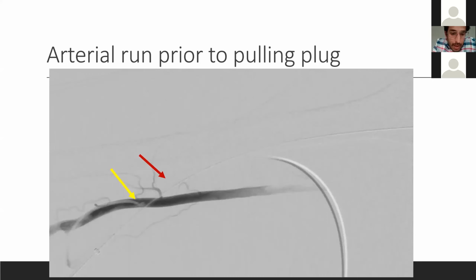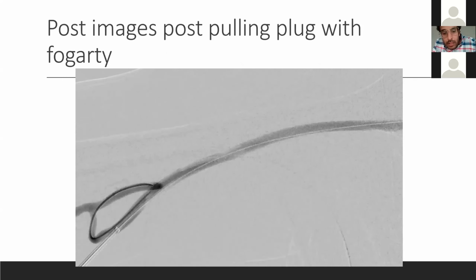So this is that same HERO access. You can see that this catheter, the yellow arrow, is actually injecting from the artery, and that wire outline is showing where the access is. And so this is right before we pull the plug. I usually do an arterial run just to show the artery. And then as soon as you pull the plug, this is what you ideally want to see, that the access is patent.